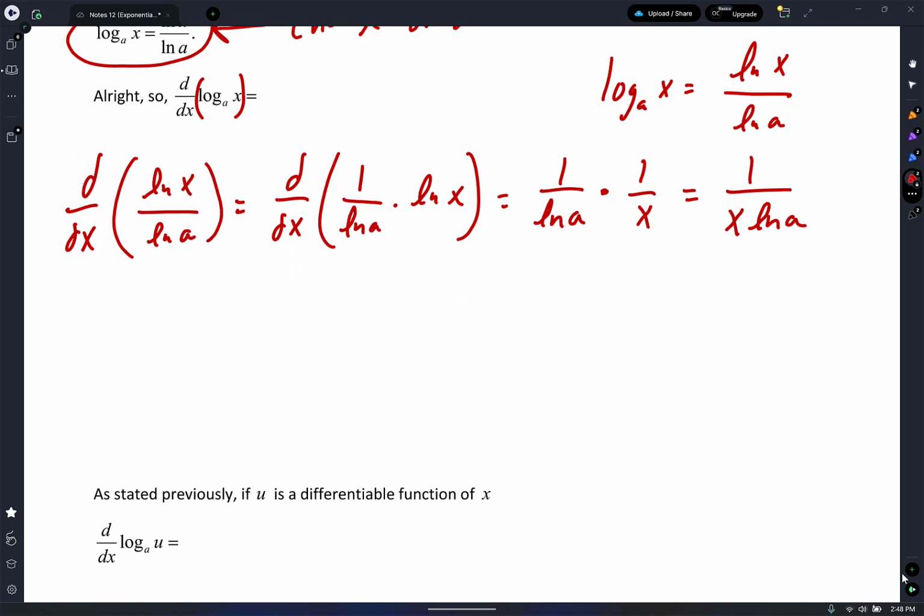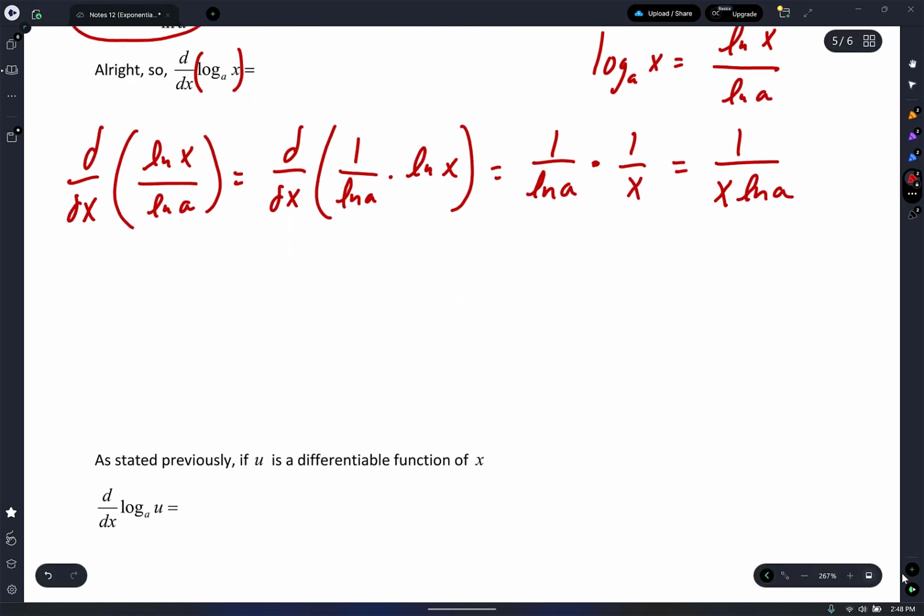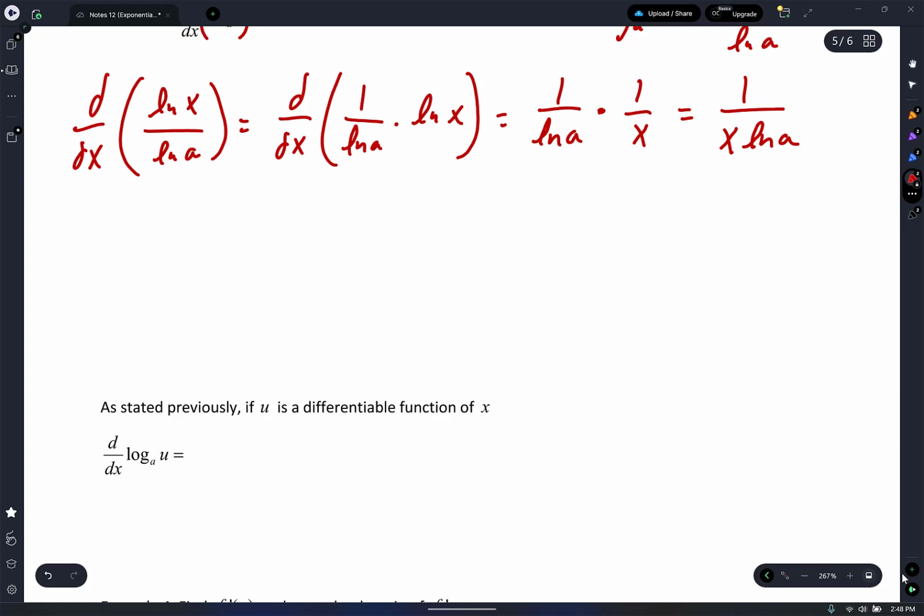So let's do chain rule. Relax, guys. It's not difficult. I know it looks difficult, but it's not. You just need practice.